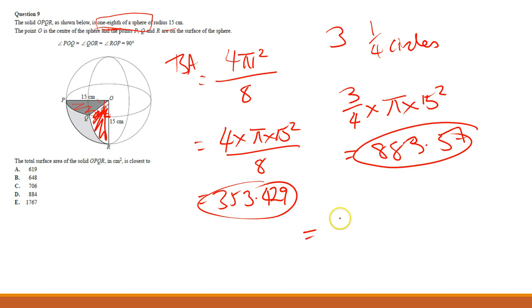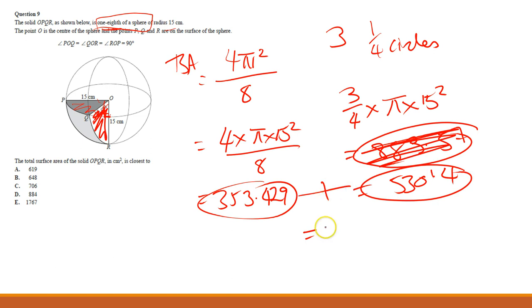Add those two up, this one plus this one equals, oh, made a mistake. Sorry, that equals 530.14. Add those two up and we get 883.57. Sorry, I couldn't read my own writing. Missed a step. 884, and 31% of the state got that correct.